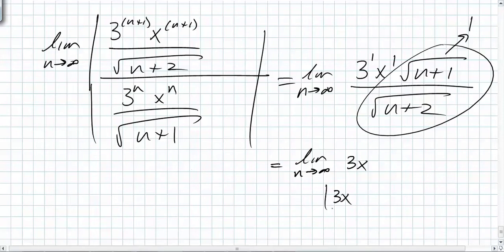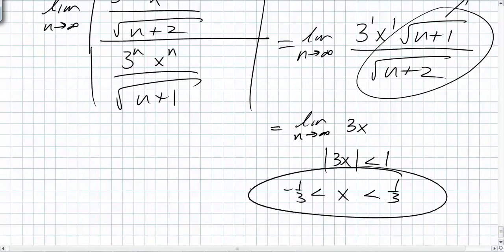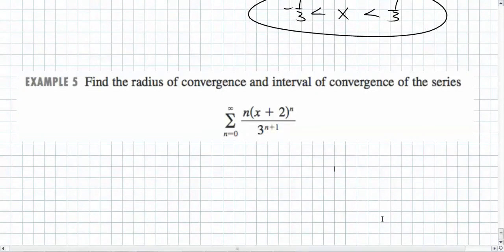So 3x needs to be smaller than 1. So what is x between? Less than 1/3, and greater than negative 1/3. So we think that that's the radius of convergence. Yeah, that'll keep you awake.